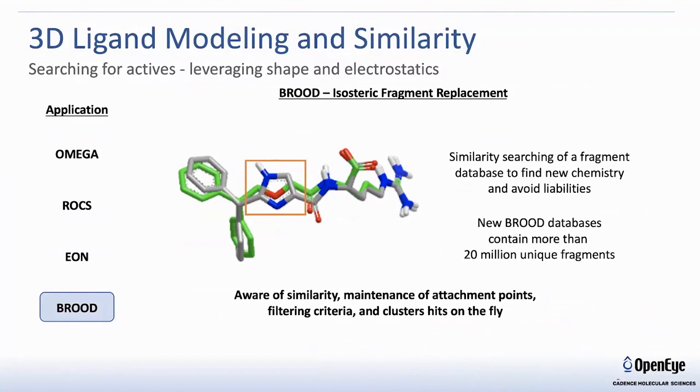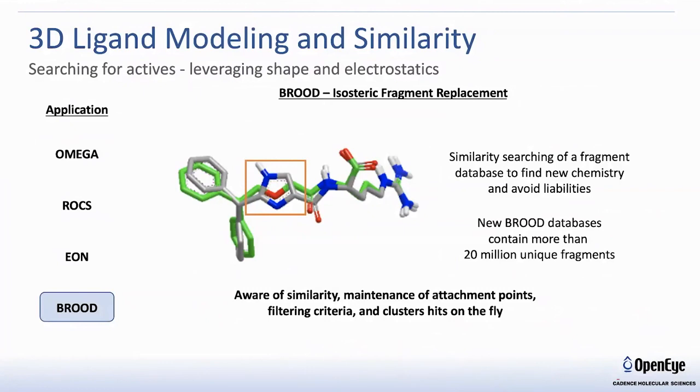And finally, Brood is an application that is designed to leverage the strength of OpenEye's 3D similarity capabilities in order to make an impact on optimization campaigns. Brood allows users to select just a portion of a molecule for replacement in order to retain desired pieces of a molecule while replacing fragments for the purposes of scaffold hopping, R-group replacement, property optimization, patent busting, and more.